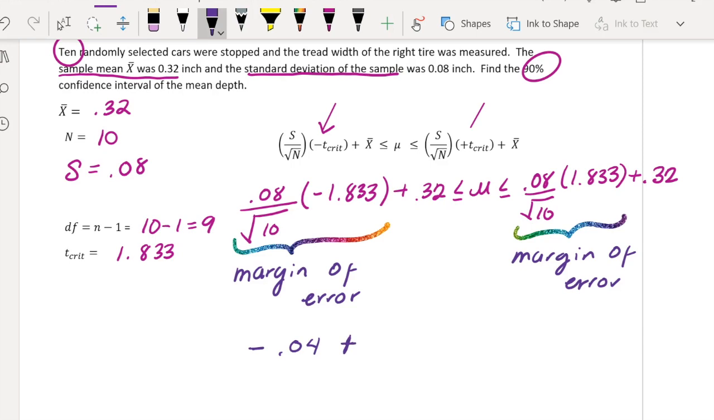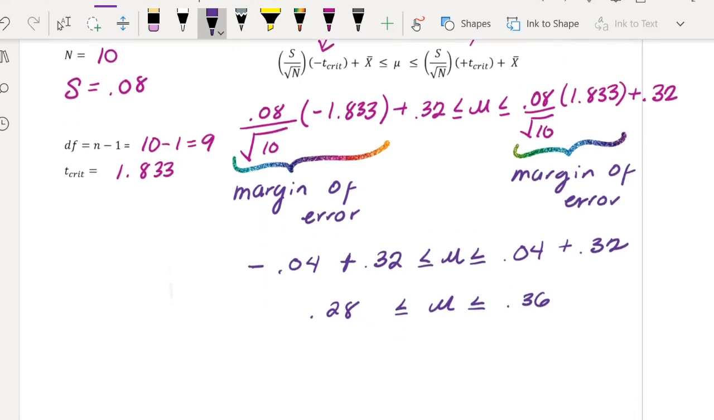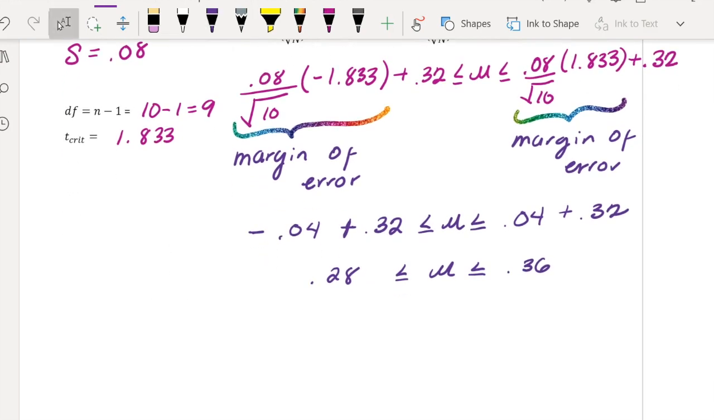So negative 0.04 plus 0.32, mu. And positive 0.04 plus 0.32. So now you just do this operation, and according to me I got 0.28, 0.36. So this is my confidence interval. Now I just need to interpret.